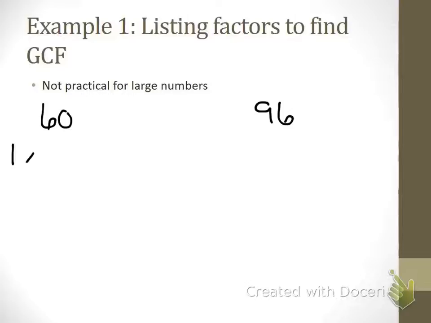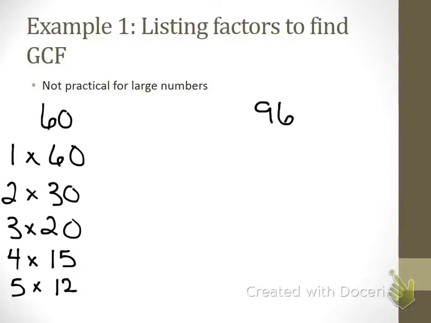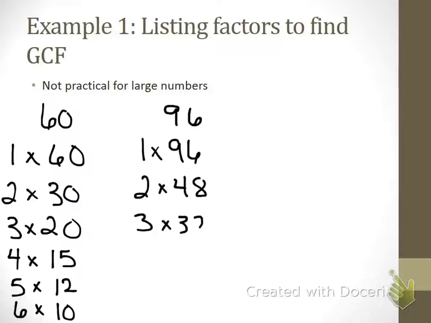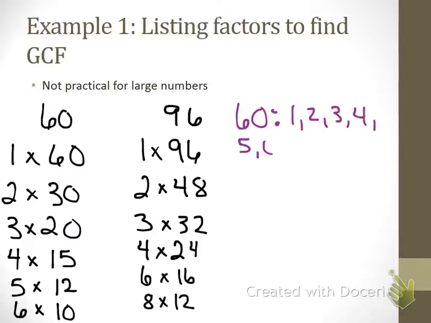So you have these two numbers, 60 and 96. Watch along with what I'm doing. The first thing I need to do is list out all of my factors. 1 times 60, 2 times 30, 3 times 20. You see what I'm doing here? All these numbers can be multiplied together to equal 60. Then I do the same thing for 96, and I list out my factors.